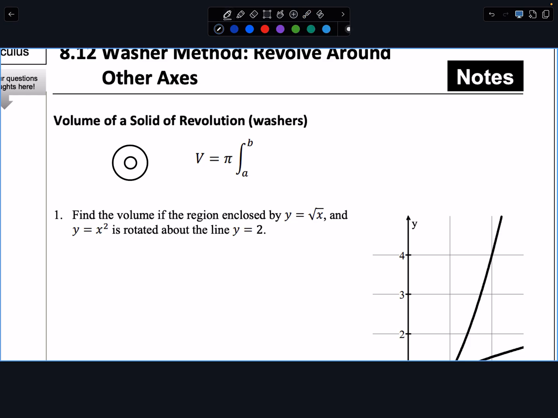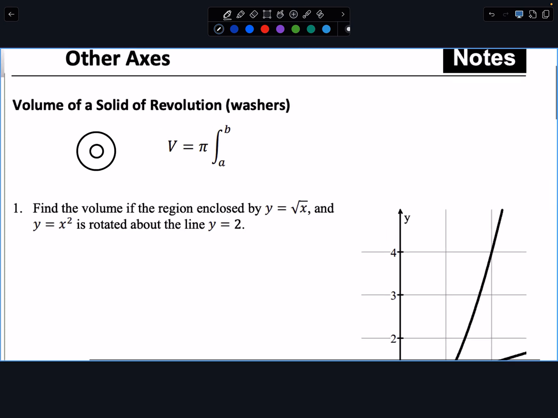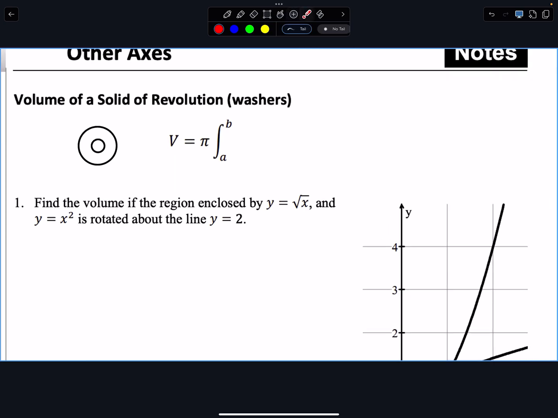So the volume of a solid using the washer method, recall, is we're going to put the pi on the outside. And it's going to be the integral from a to b of capital R of x squared minus little r of x squared with respect to x.